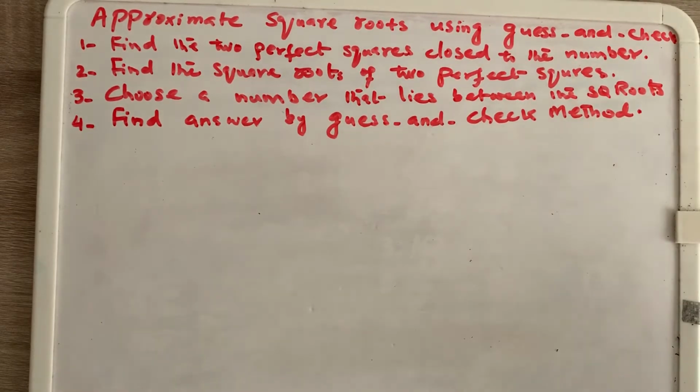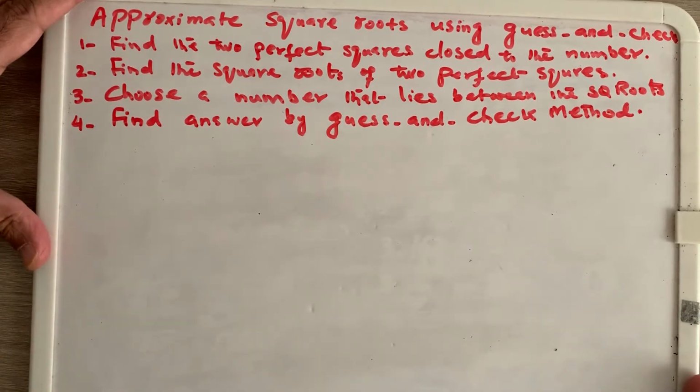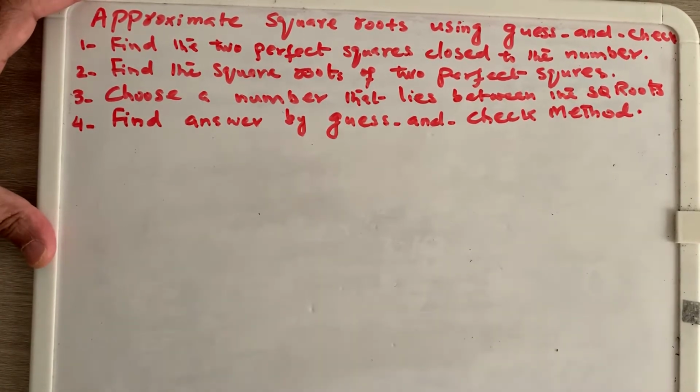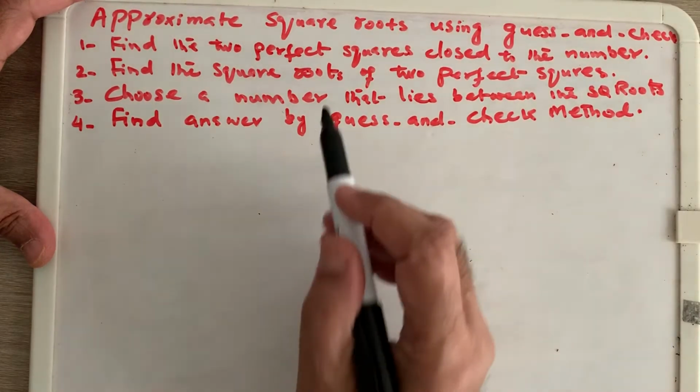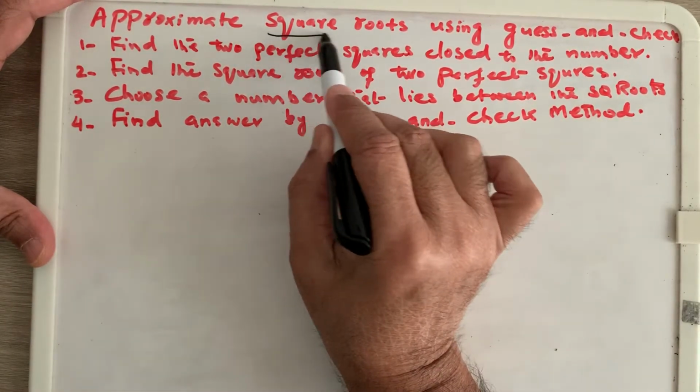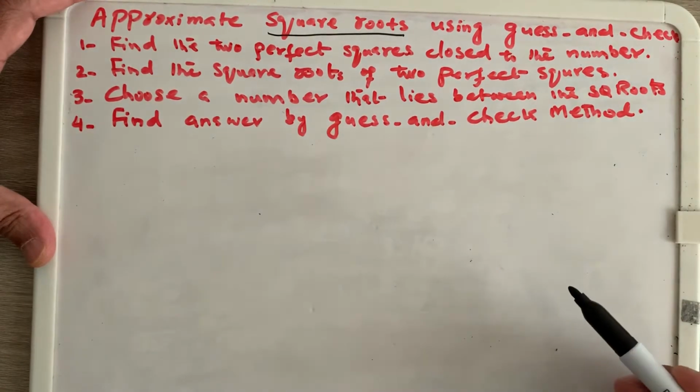So today, we will be dealing with a topic, grade 8, approximate square roots using the guess and check method. Approximate square roots, right? We have done before what a square root is and what the perfect squares are. So we know what perfect squares are. Here we will be approximating the square root. How to approximate a square root?